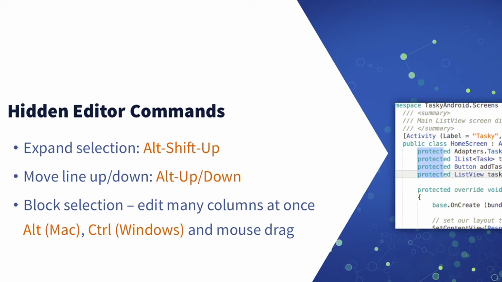Also, block selection. If you want to edit many lines at once, you hold down the Alt key on Mac or the Control key on Windows and drag the mouse to create a long vertical caret. Then when you type, it will type those letters in all of those lines at once. You can also use that with backspace. So it's essentially a very long vertical caret that just operates on multiple lines at once. You can also select a block, copy that block, paste that block.